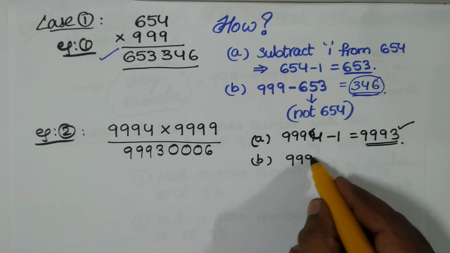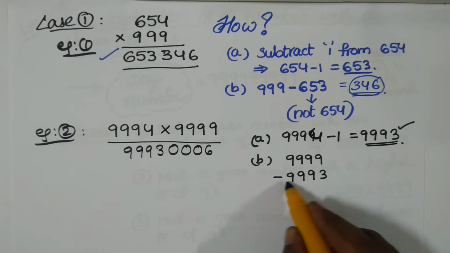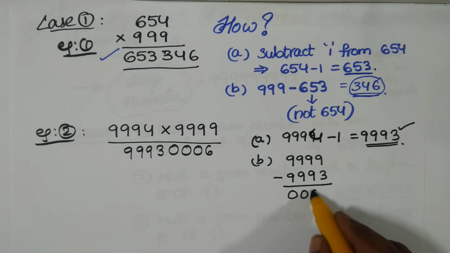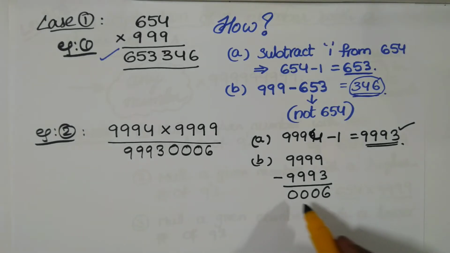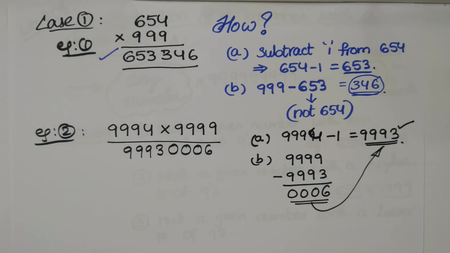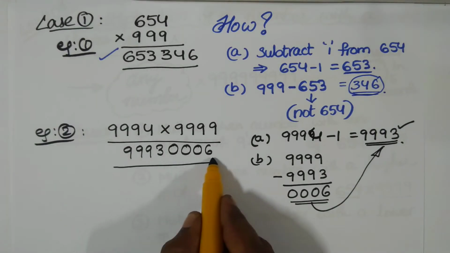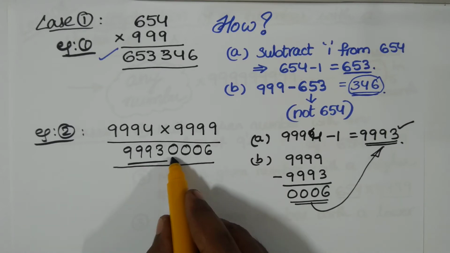So you have 4 9's. So you subtract 1, 993. So what you get now? 00. This is 6. So just append this number to this number. That's it. That's what we have, right? This is step 1 and this is step 2.